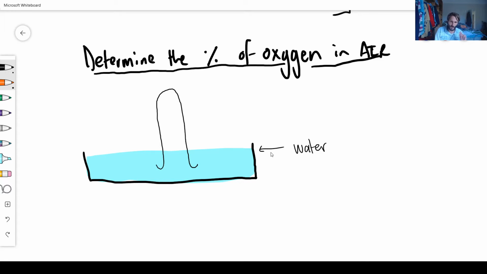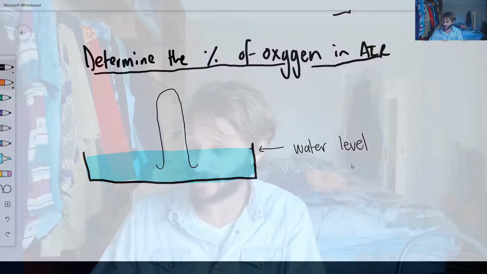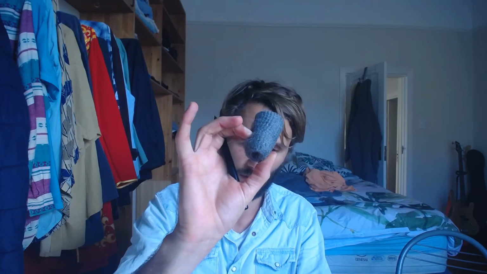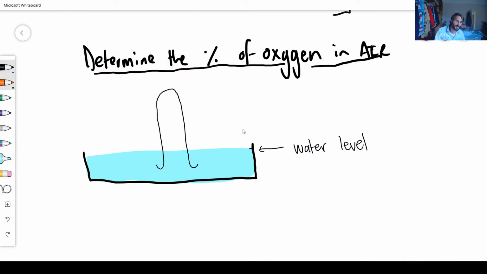Okay, so they know that the water level at exactly this mark here is how much water is inside this bucket. Now, what they're going to do is take this little piece of steel wool and put it at the top of this boiling tube. Sometimes they'll just use a little bit of Vaseline or something to stick that at the top of the bucket.